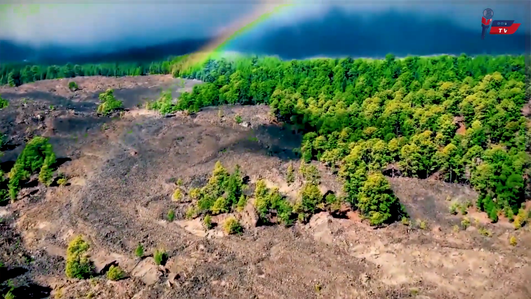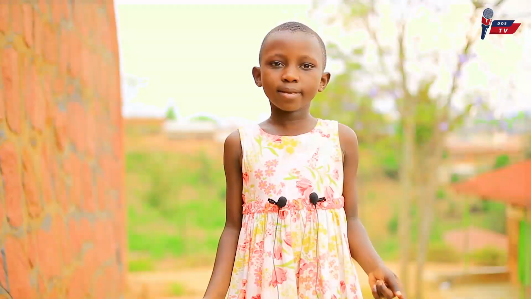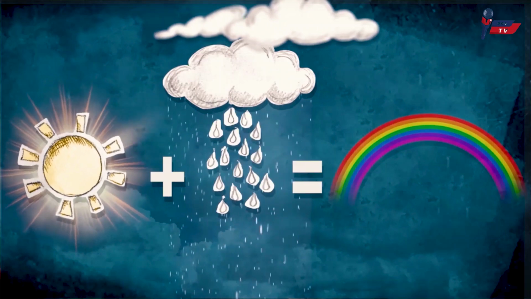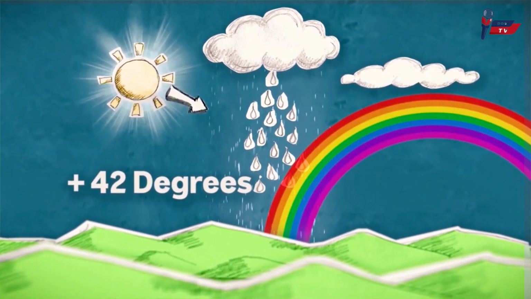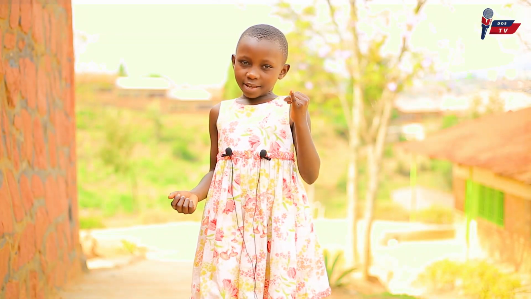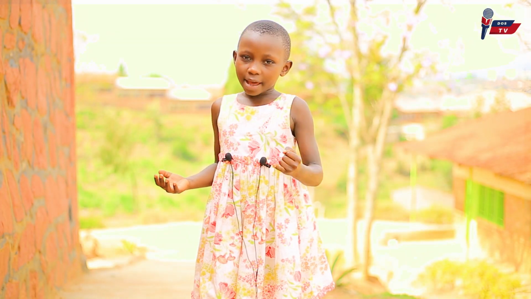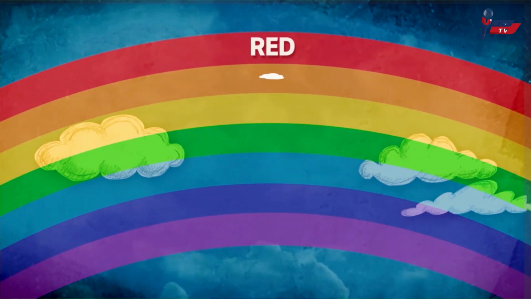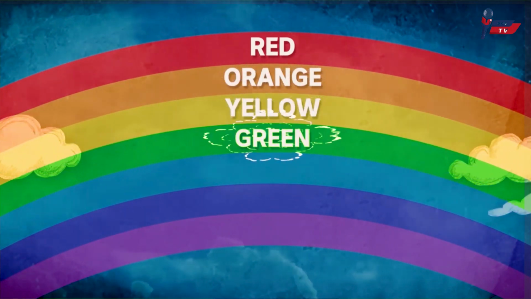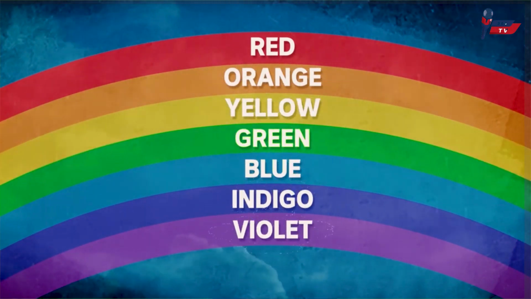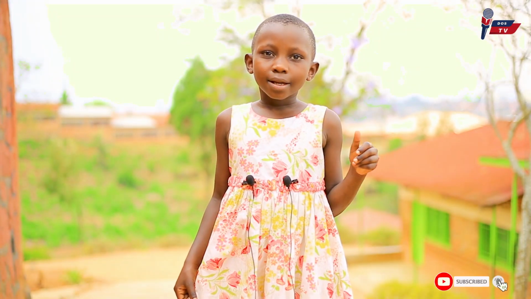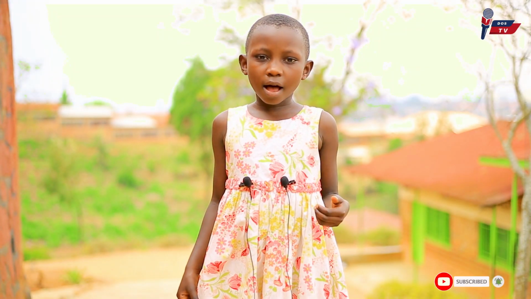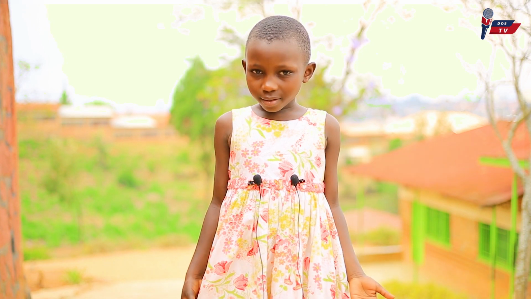Today we are going to talk about the rainbow. A rainbow occurs when raindrops cross the sun rays. A rainbow has 7 colors, which are red, orange, yellow, green, blue, indigo, and violet. Did you know an easy way to know rainbow colors and their order?